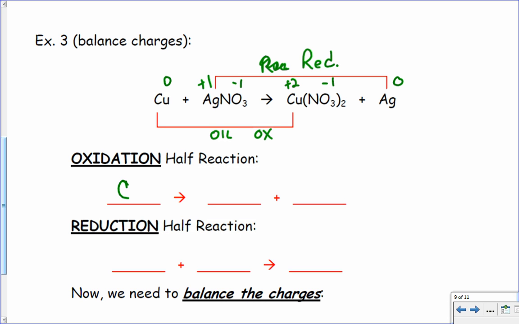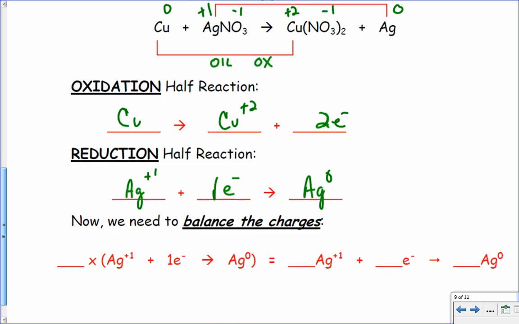Let's do this now. Cu with a 0, just regular Cu, plus some number of electrons is going to get me to Cu +2. The oxidation number is where I see that. That's going to be 2 electrons, and the plus is already written there for me, so it's just 2 electrons. And then the other half, I have Ag +1 goes to Ag 0. The difference in the oxidation numbers is 1 electron. So Ag+ plus 1 electron goes to Ag0.